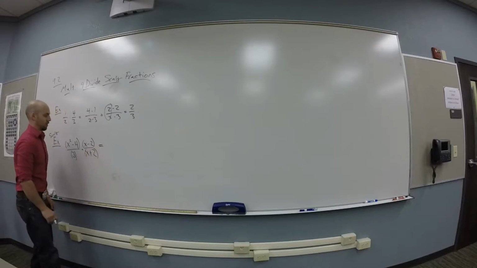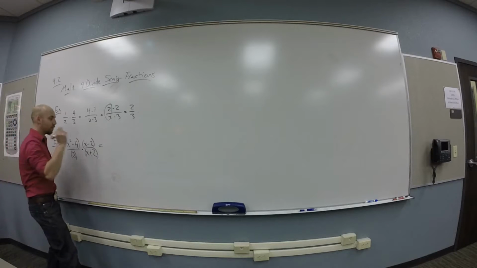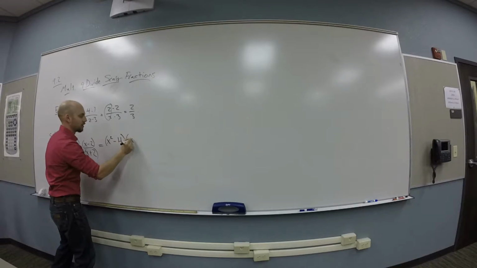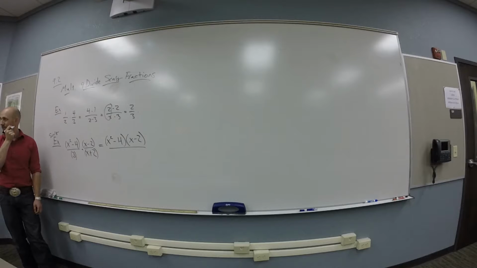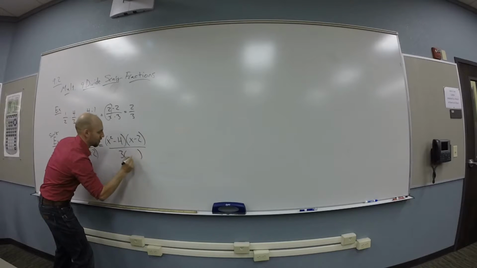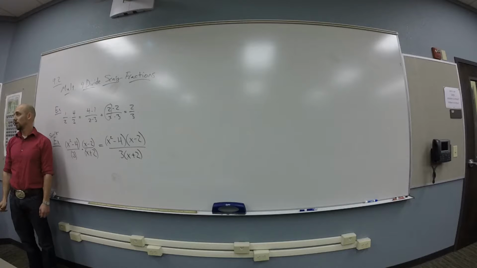So, what do I do? How do I multiply fractions? Just go straight across. Multiply the tops, multiply the bottoms. Don't make the mistake of FOILing this stuff out. So I've got x squared minus 4 times x minus 2 over, what do you get on the bottom? I'm going to go with 3 times x plus 2, because my next step is to see if I can reduce.